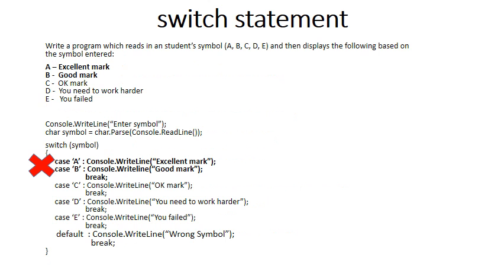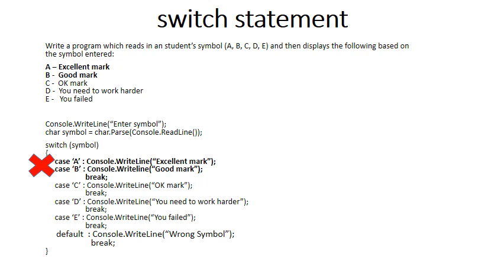Just something on the use of the break. What I've done here is I've taken out the break after case A. Now in other languages this could imply that if the user enters an A, it goes in and it prints excellent mark, and then because there is no break it kind of falls through to the next case and also prints good mark. But in C# this is not allowed. So if you don't have a break at the end of a case statement, you will have a syntax error and it should not compile. So that would be an illegal statement not to have a break.